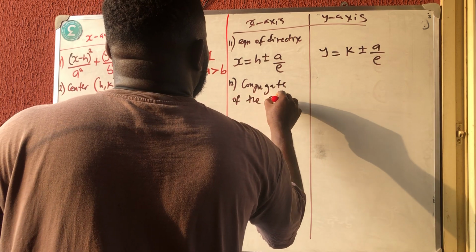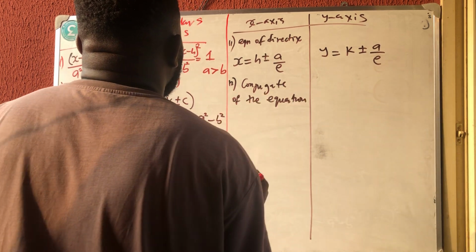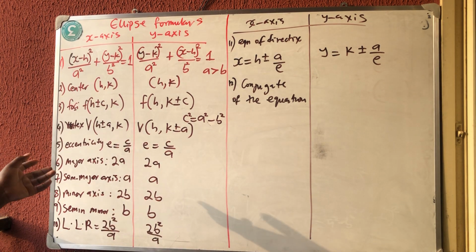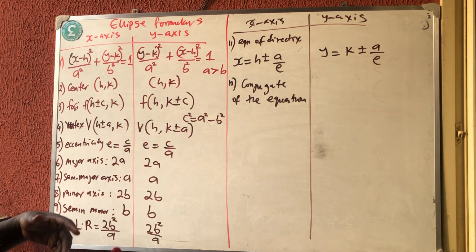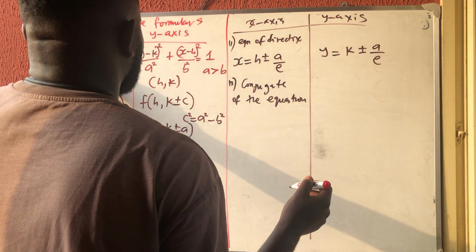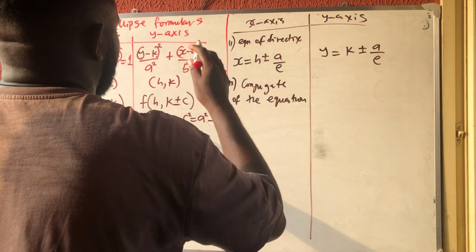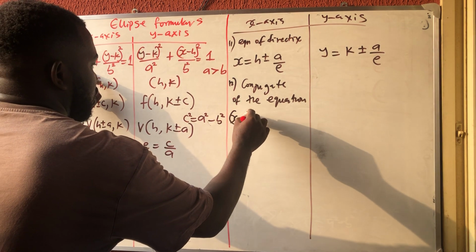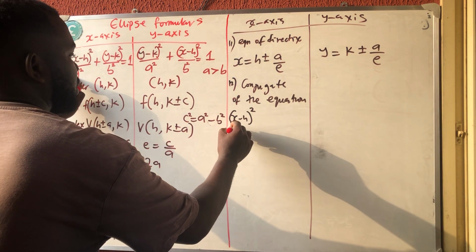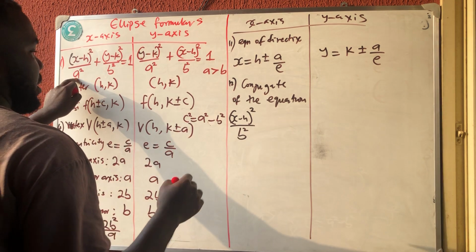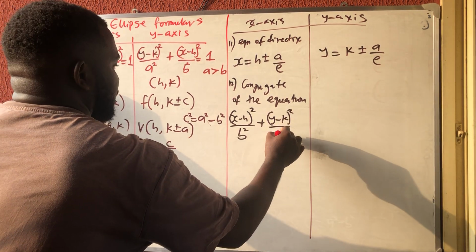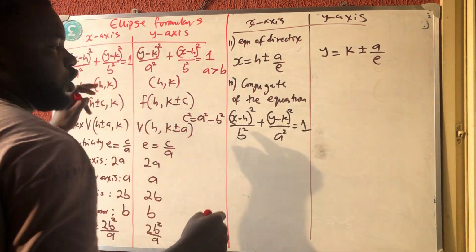Now conjugate of the equation simply means if this is parallel to x, make it to be parallel to y. Just swap the denominator. Once you swap the denominator, you are okay. So for here, we are going to swap the denominator, since conjugate means turn it around. So since this one is parallel to x, I'm going to have x minus h all squared, instead of writing over a squared, now it will be over b squared, the small one, plus y minus k all squared over a squared is equal to 1. So this is the conjugate for this side.